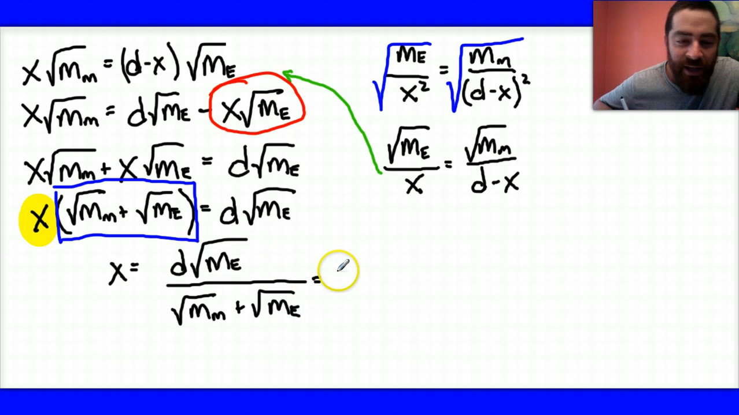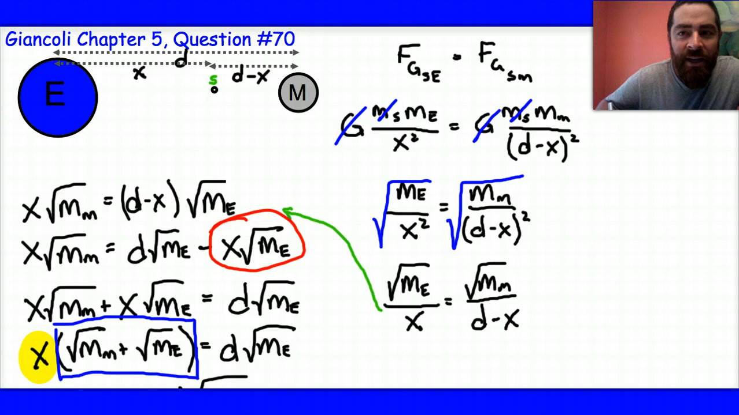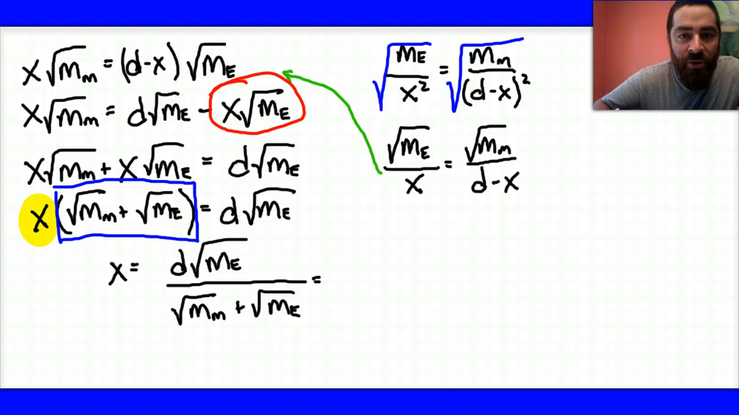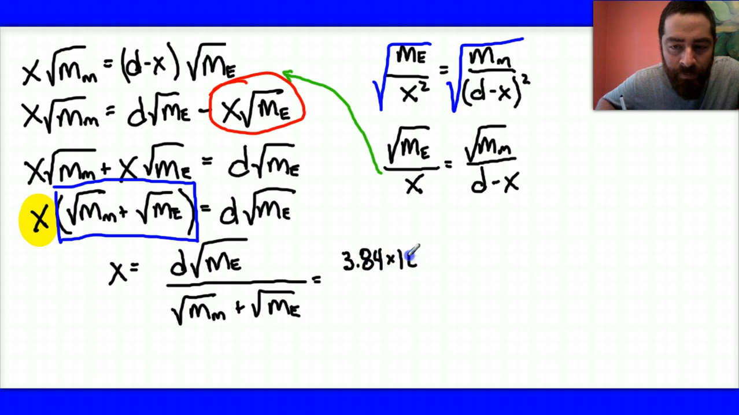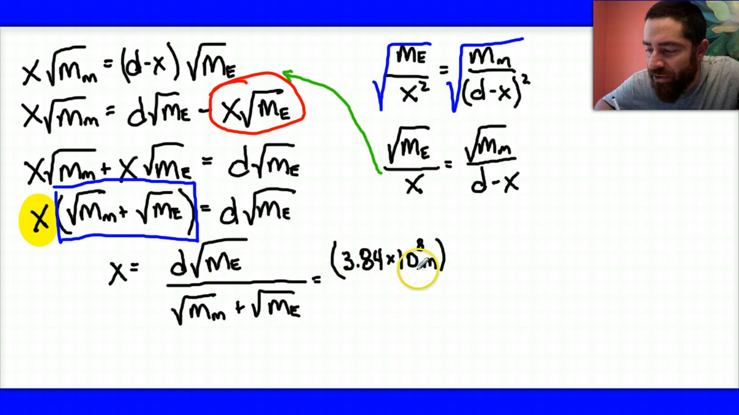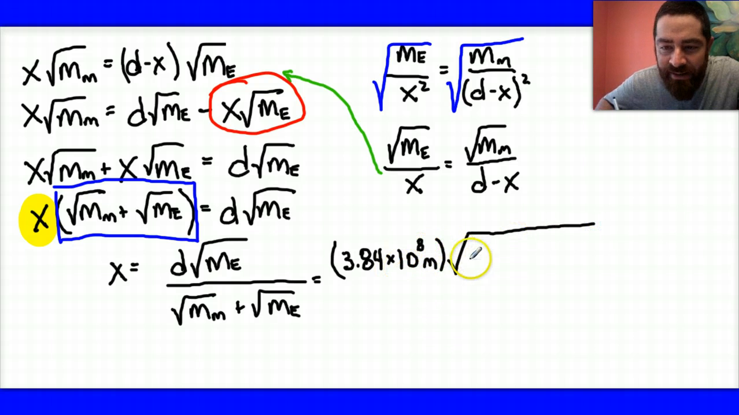And now I can plug these things in. I know the distance d. If I go back to the top of the page here, we can see that d is the distance from the Earth to the Moon, and that's known. I'm going to get something on the order of 3.84 times 10 to the 8th meters. And I'm going to multiply by the square root of the mass of the Earth. Again, that's known: 5.97 times 10 to the 24th kilograms.